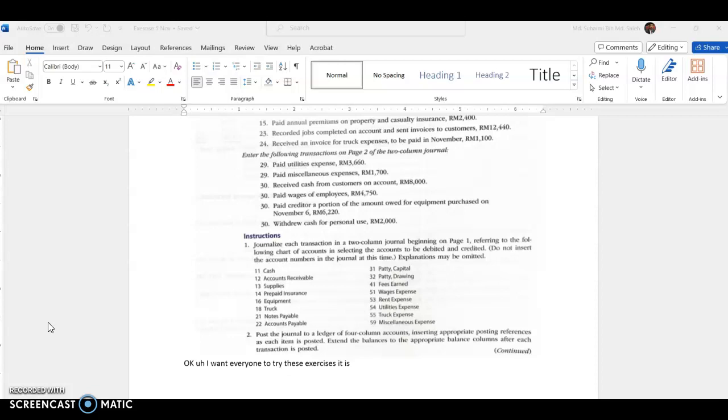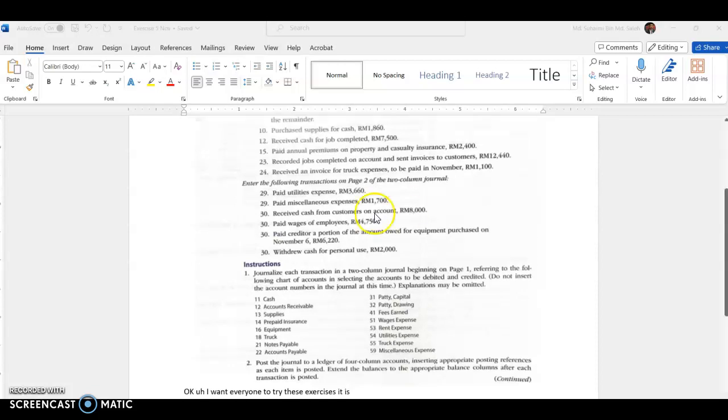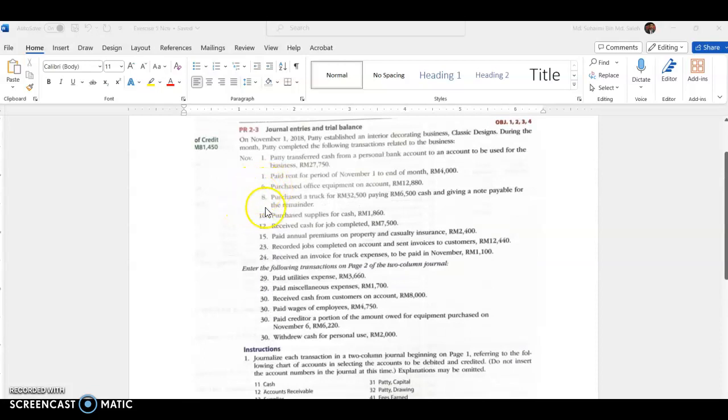November 30th, paid creditor a portion of amount owed for equipment purchase on November 6. We have referred to November 6 here. So the amount paid is 6,220, debit accounts payable 6,220 and credit cash 6,220. And finally, withdraw cash for personal use, debit withdraw account and credit cash.